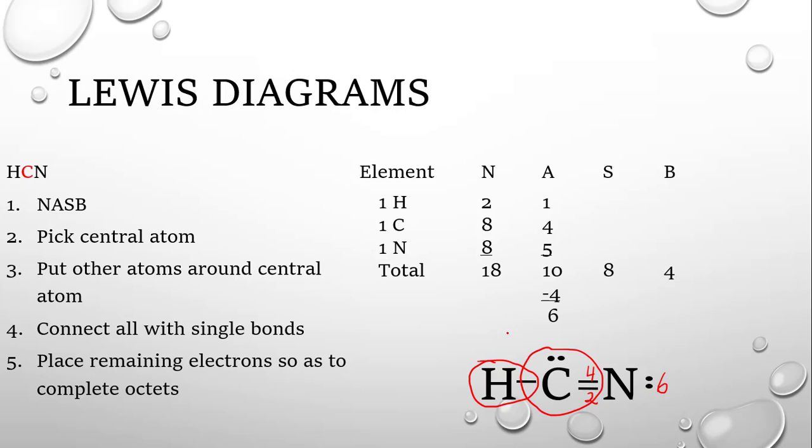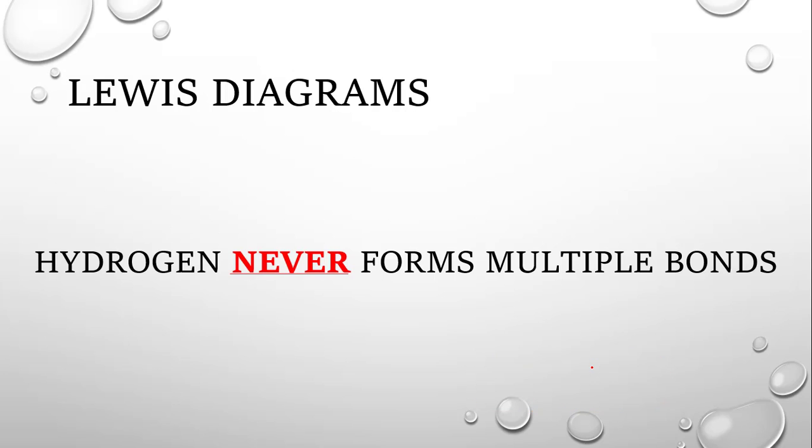We only have 6. So we're going to take these 2 electrons, slide them down here, and so now it looks like this. We haven't done anything to the hydrogen, so that is okay. The carbon still has 8 valence electrons, but now because of the triple bond, and that's 6 electrons, and the pair out here is 8, so everybody's met the octet rule. Hydrogen never forms a multiple bond. It can only form one single bond, and then it's done.